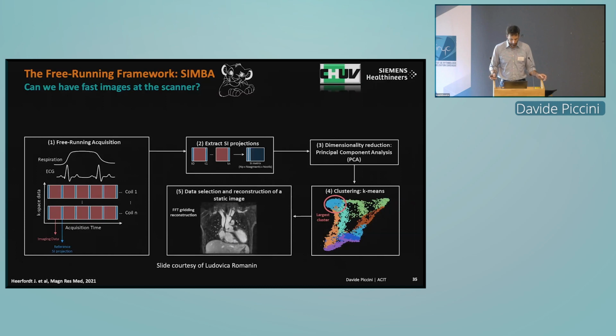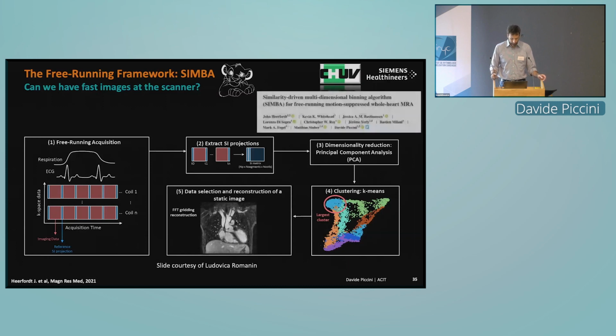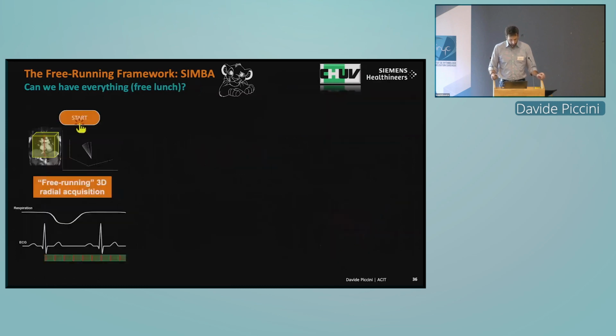This takes pretty much 2 seconds more than the actual gridding. And you get, in theory, a static image at the scanner. This was originally the work of John that was published in MRM. And now the idea is, can we have everything indeed?